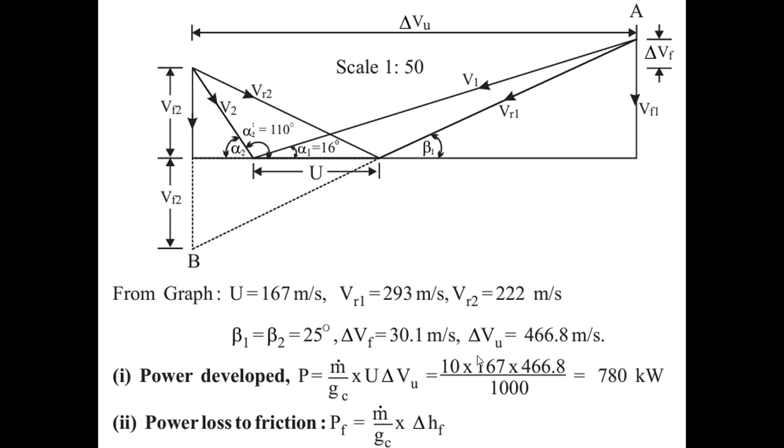So to overcome that problem, you just join the right side of the U point towards A, and the right side of the point U towards the tip of VF2 or the tip of V2. If you join these two, I'll get VR1 and VR2 values. That is nothing but VR1 is 293, VR2 is 222 meter per second. Then check beta 1 and beta 2. By graphical method, beta 1 and beta 2 both are the same, that is 25 degrees.